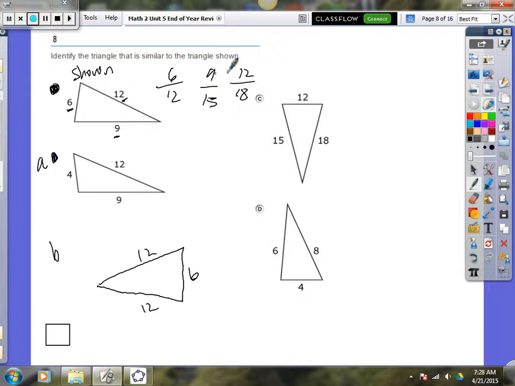Now these fractions all got to simplify to give you the same thing. 6 twelfths is 1/2, 9 fifteenths is like 3/5, and 12 eighteenths is like 2/3. So it is not C. Cannot be C.